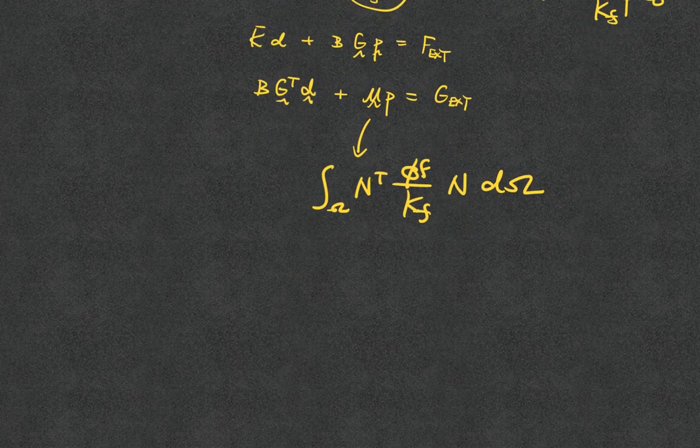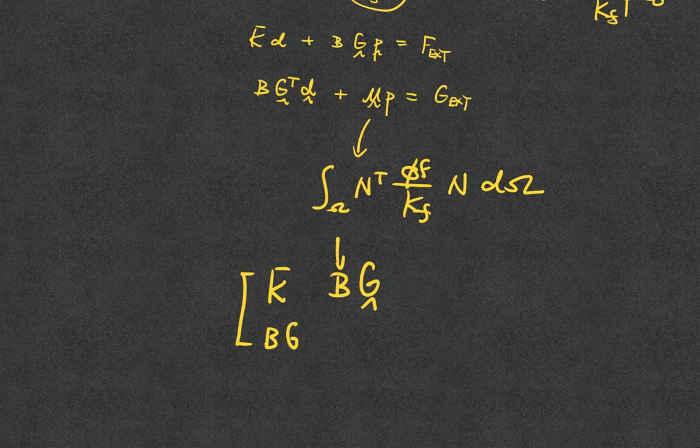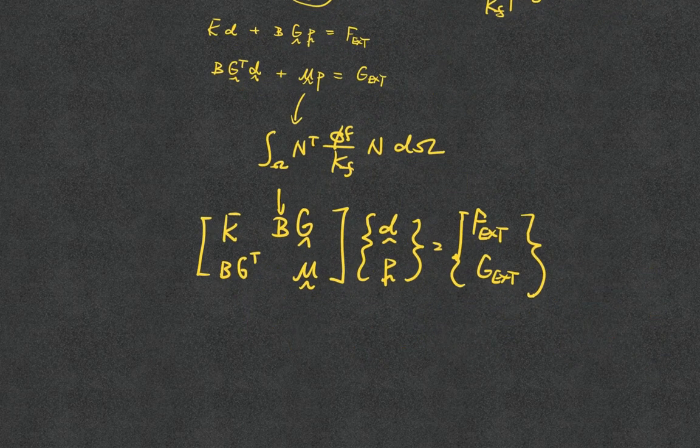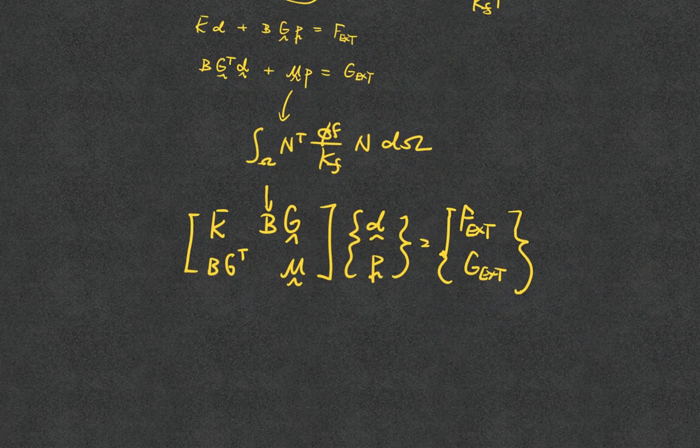So if I write it in matrix form, I would have K, B G. B is just a scalar, okay? And then B G transpose, and then M. Okay, so far so good.